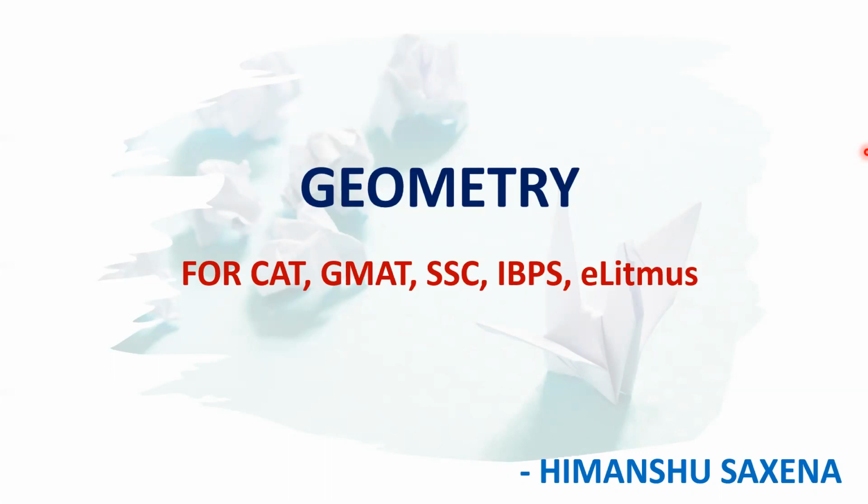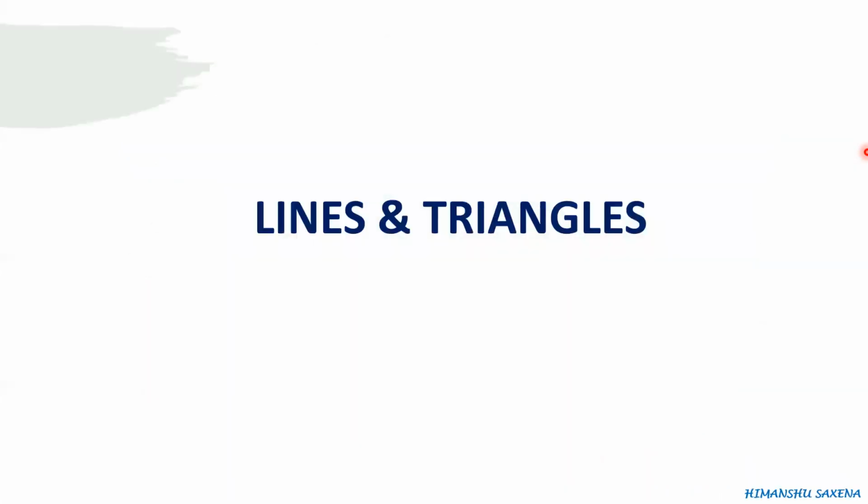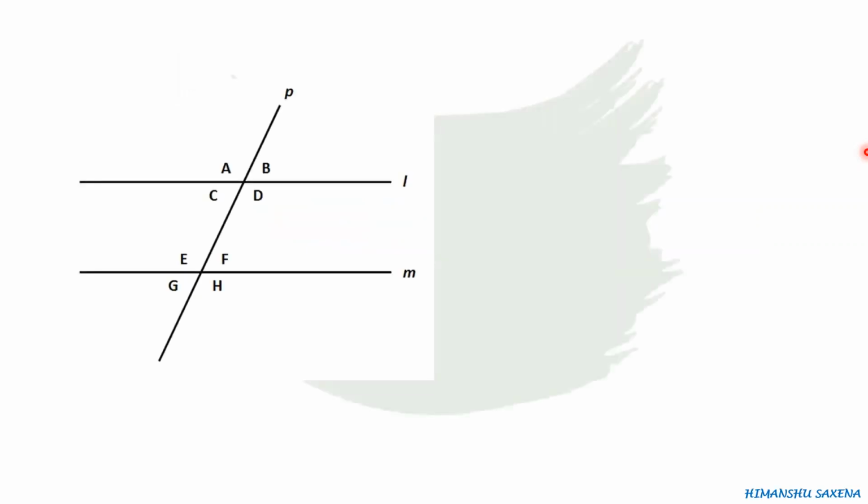Now let's start with the first topic in geometry, lines and triangles. So if we look at the first concept, L and M are parallel to each other and these are intersected by a transversal P. So let us see what are the various angles which are formed.